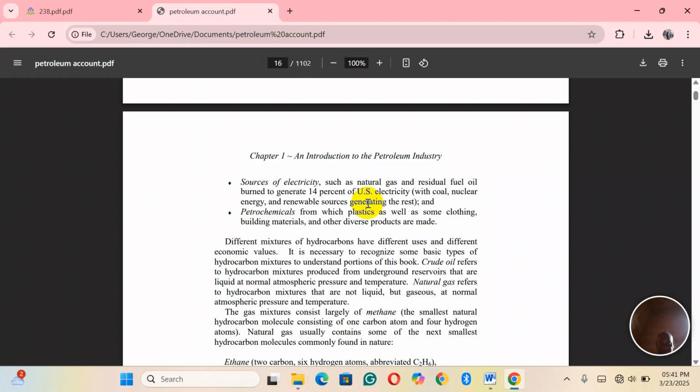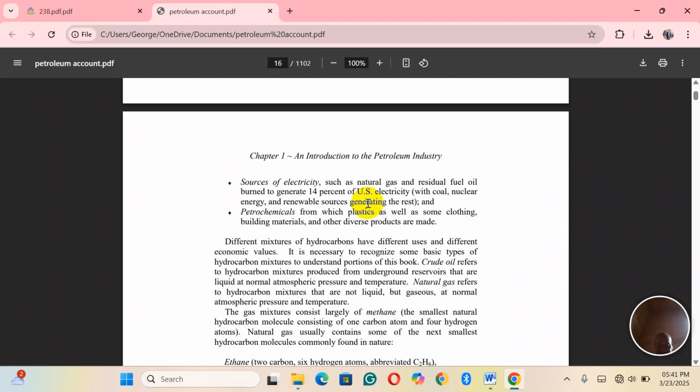Different mixtures of hydrocarbon have different uses and different economic value. It is necessary to recognize some basic types of hydrocarbon mixtures to understand the portions of this book. Crude oil refers to the hydrocarbon mixtures produced from the underground reservoir that are liquid at normal atmospheric pressure and temperature.